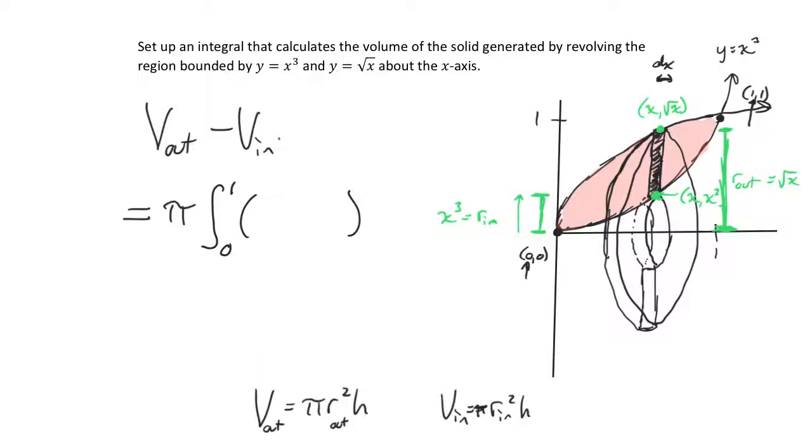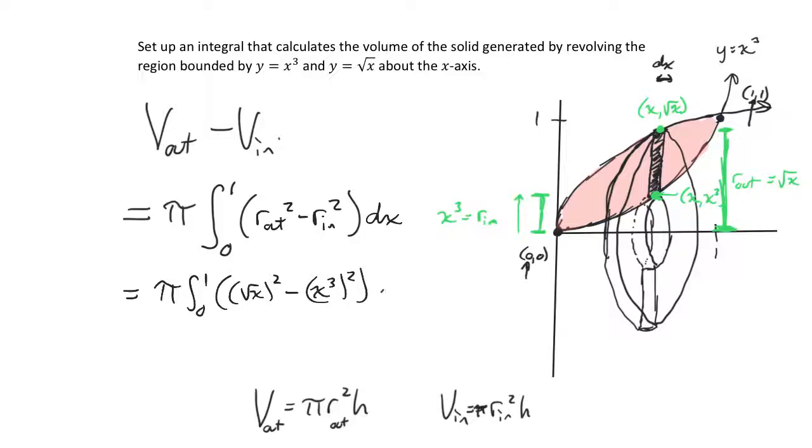Our thickness is dx. Okay, so we can factor out the pi, which we have done. If we factor out the h, we're factoring out dx, which we're going to put here at the back end. And that would leave me, now remember we factored, we're going to take the outer radius squared minus the inner radius squared. So we'll have the integral from 0 to 1. The outer radius we said was the square root of x. That would be squared, minus the inner radius, that was x cubed, square that, dx.